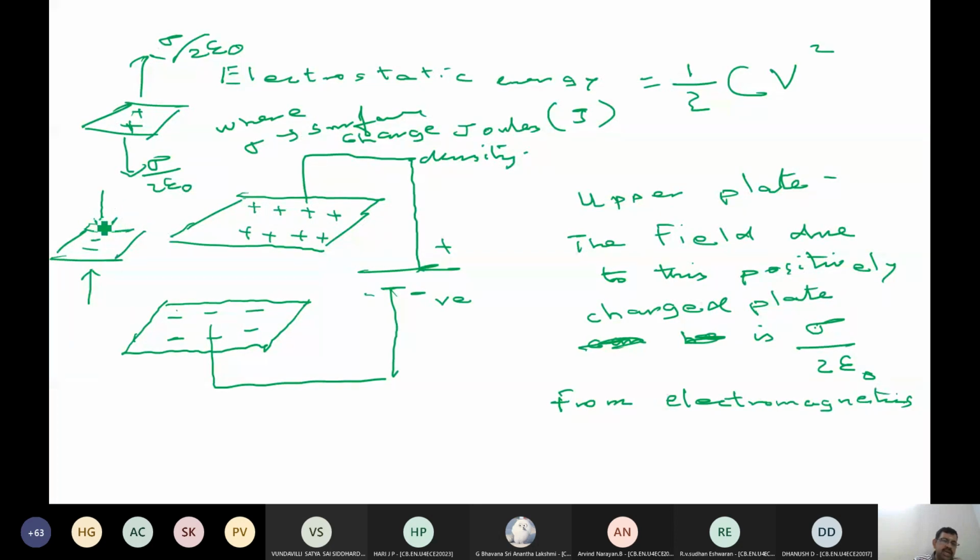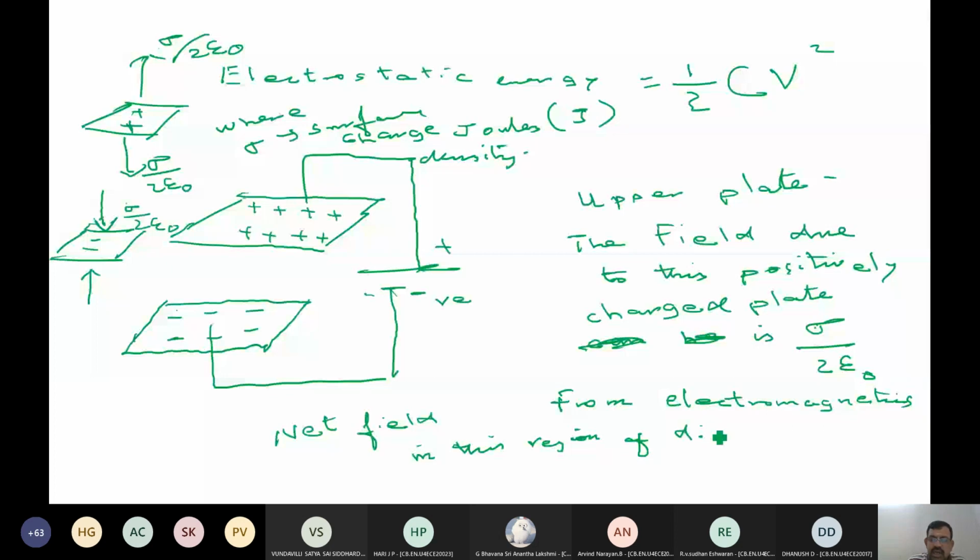If you put it this way, you have to be careful here. This is my negative charge, so I am putting it as sigma by 2 epsilon naught. This one is originating from the plate, and this one is ending on the plate. The net field here is going to be, what will be the net field in the region of the dielectric? Sigma by epsilon naught. Net field in this region of dielectric.